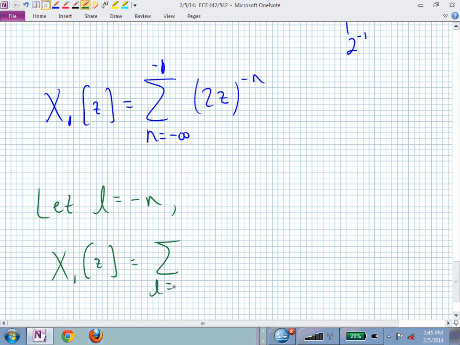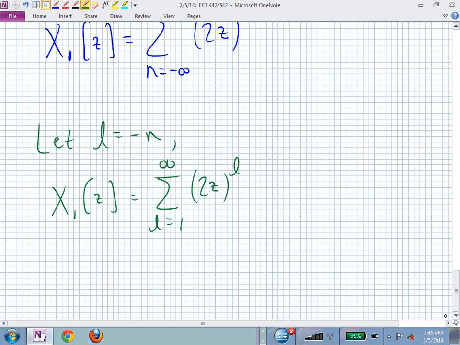Now L is going to go from 1, so I'm going to just reorder my limits. L now goes from minus 1, which L is now 1, up to infinity. I still have this 2z, but now my minus n becomes L. And this looks like what I'm used to seeing. This sum over positive indices with something, this quantity, raised to a positive exponent.